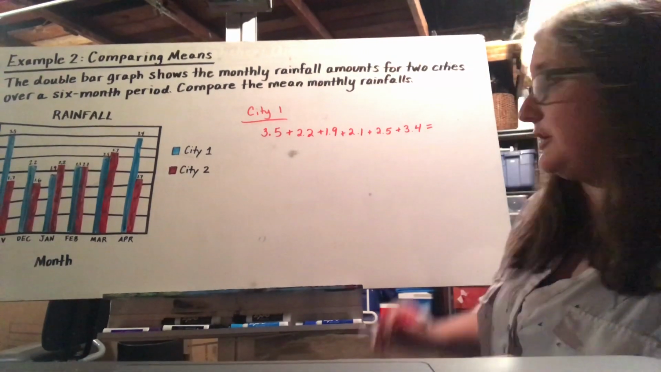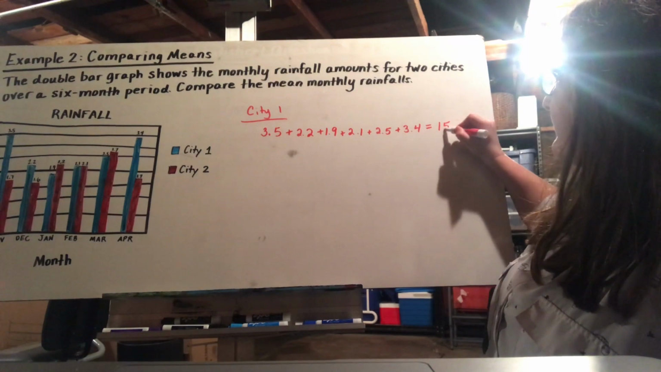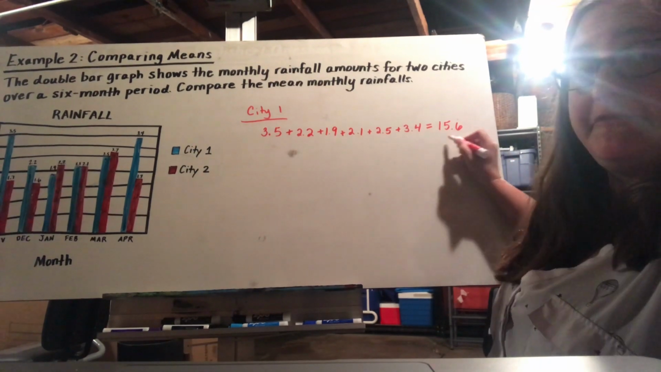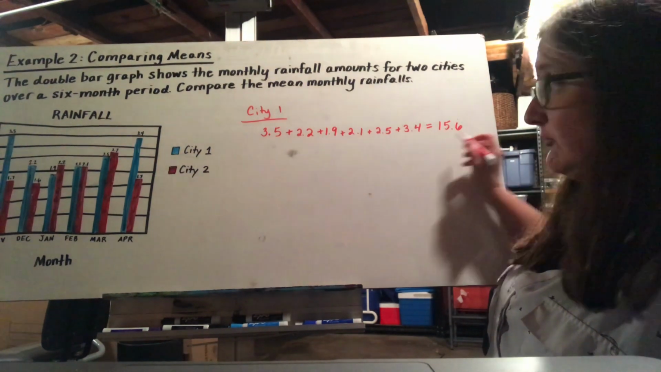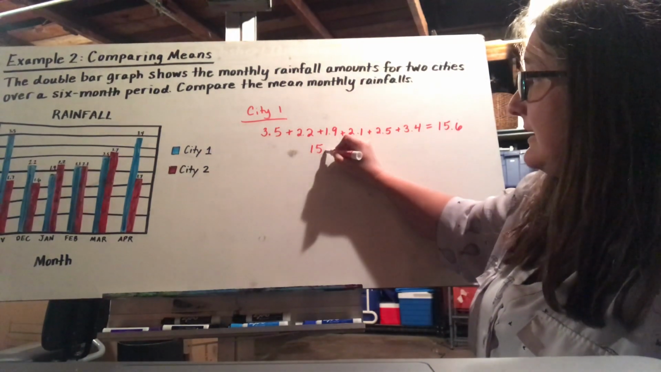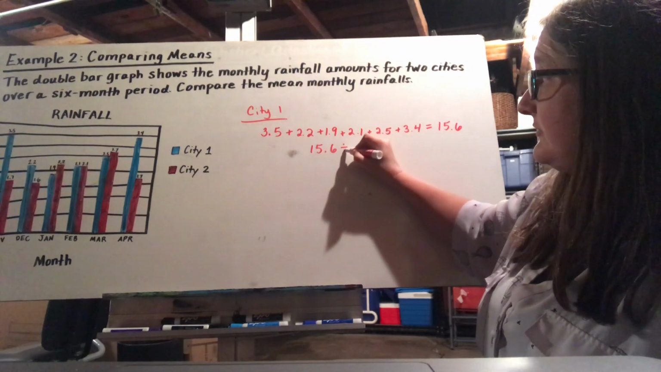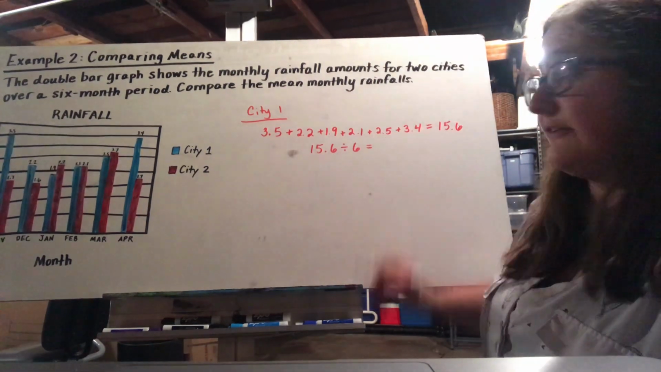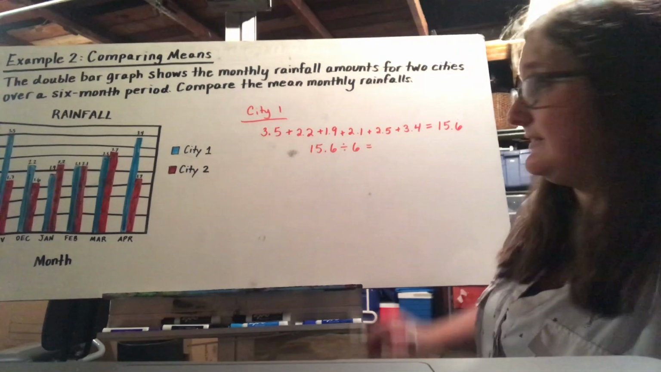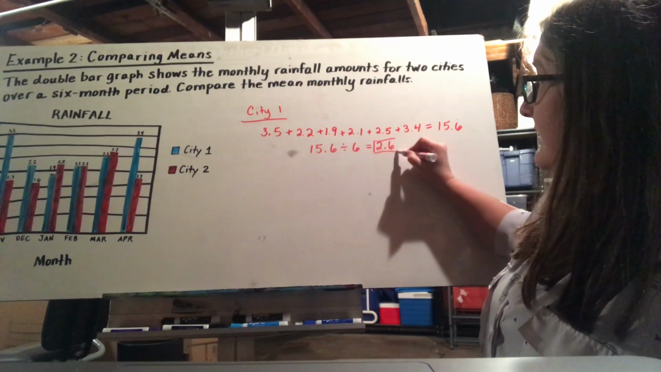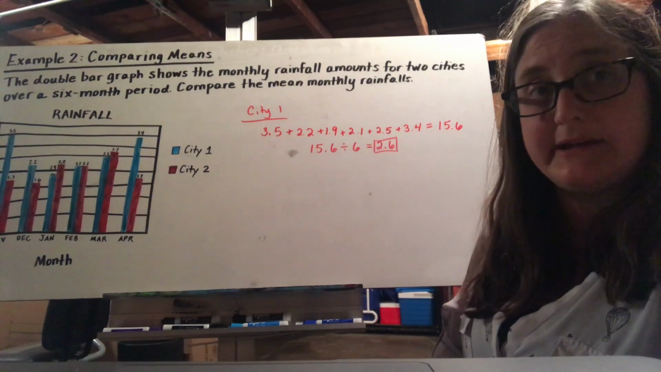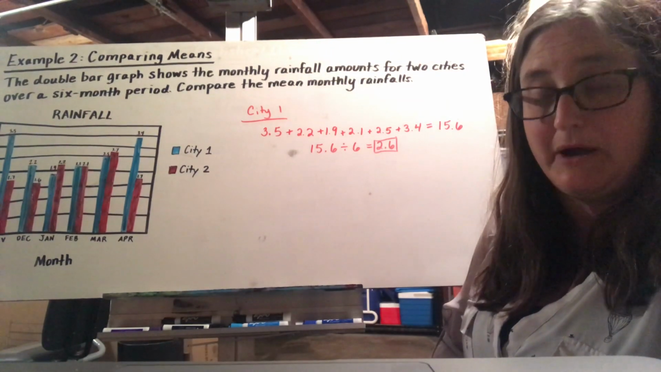And I can use my calculator and I can add up all these individual numbers and I get a grand total here of 15.6. So in 6 months they got 15.6 inches of rain. Okay, but this is just my total. I have to divide it by 6 because remember this was for 6 months. So if I do 15.6 divided by 6, I get 2.6. So city 1 is getting about 2.6 inches of rain every month.